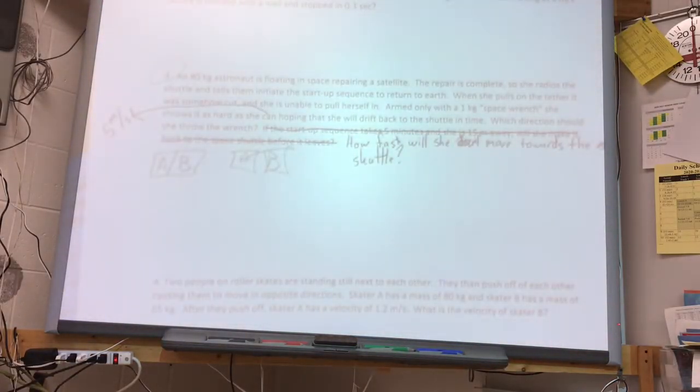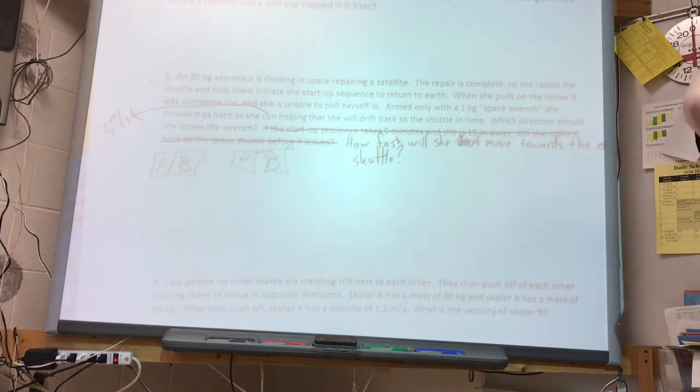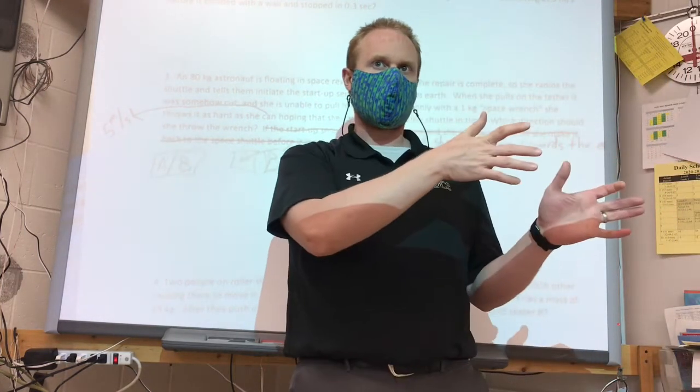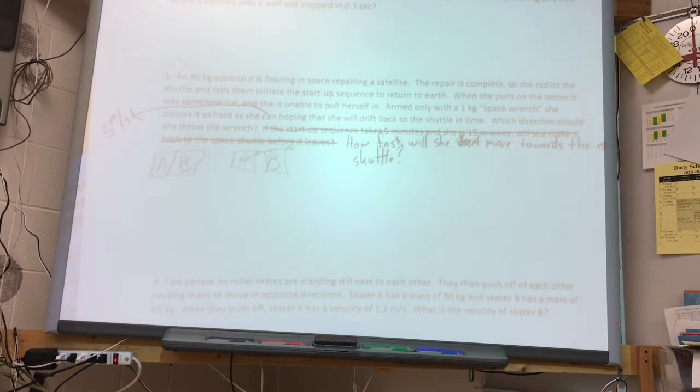So the question I want to ask is not will she make it in time, but how fast will she move towards the shuttle? If I take a wrench and I throw it that way, I'm going to slowly drift in the opposite direction. So how fast will she actually be moving towards the space shuttle is the calculation I'm going to ask us to solve.